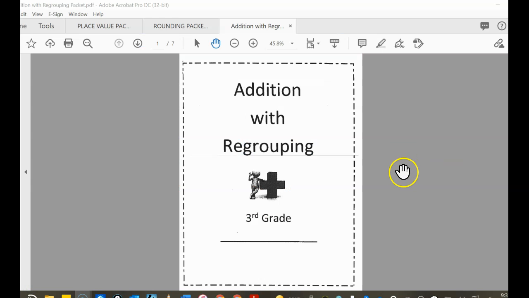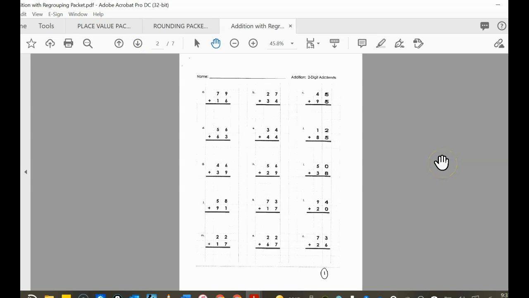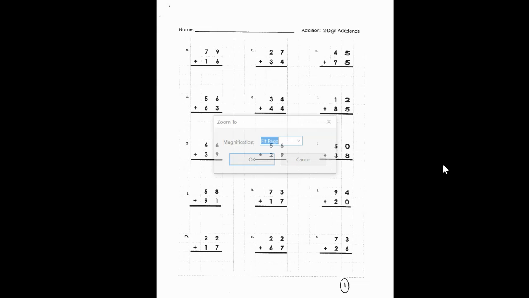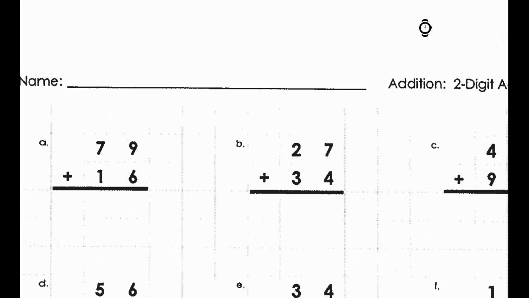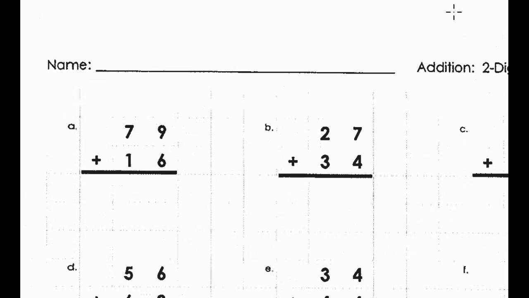Okay, guys, so now we're going to be doing some problems on this page. So go to page 1, right here, and we're going to do a couple of these together. All right, here we go. In this case, we're adding 2 digits plus 2 digits with regrouping. So I'm going to do two examples for you. So follow along.